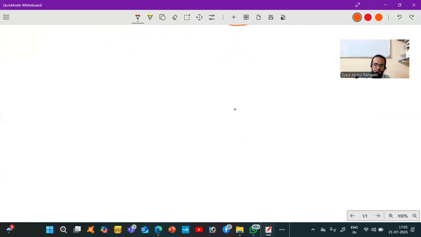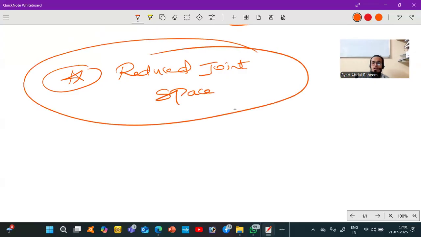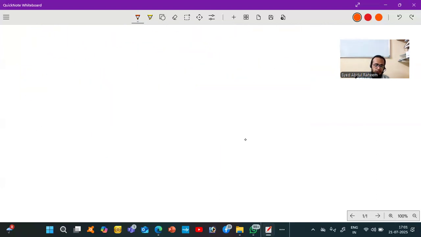So what is arthritis? Arthritis means inflammation of the joints. So what is the hallmark, how do we identify arthritis? It is a reduced joint space. Reduced joint space is the hallmark of arthritis. Between two bones of a joint, if the space is reduced, that is arthritis. It is a very important thing we have to understand, and we have to know two to three terms also.